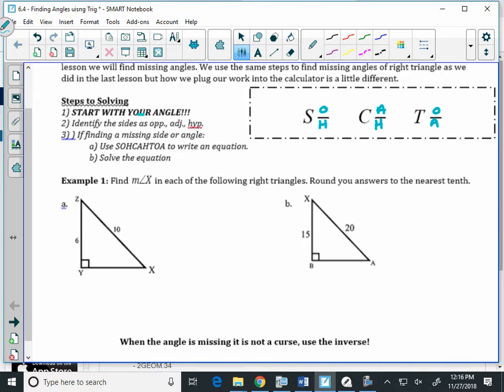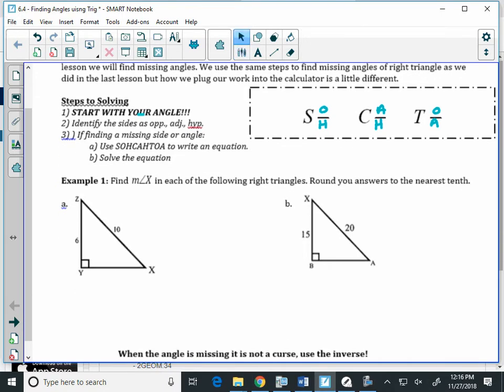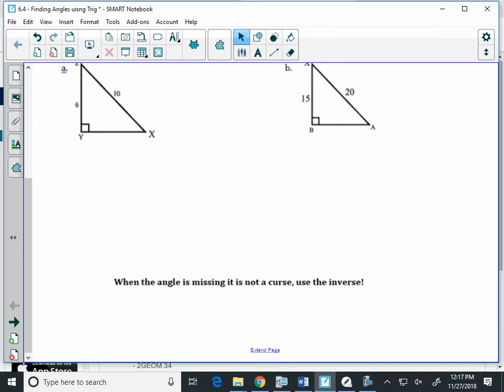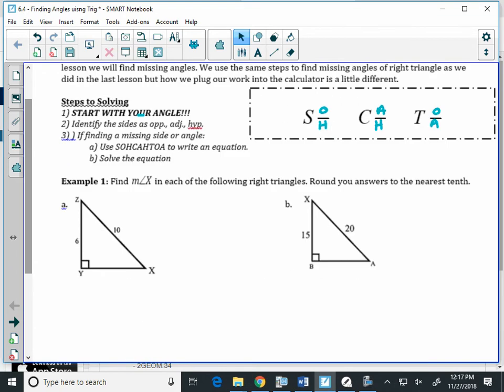So we take a look at example 1. We want to find the measure of angle x, and we're going to round our answer to the nearest tenth. Because we're trying to find angle x, that's the angle I'm starting from. That's the angle I'm circling.